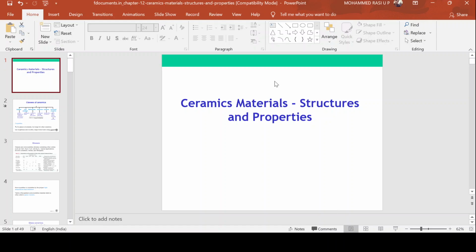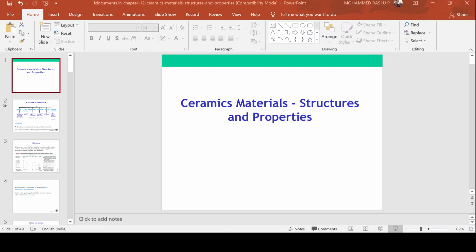So today we will be discussing ceramic materials and their structure and properties. In this part of the discussion, we will be addressing certain materials which we call ceramics. These are non-magnetic materials and most of them behave as insulators. And glass is one of the ceramic examples we can see.